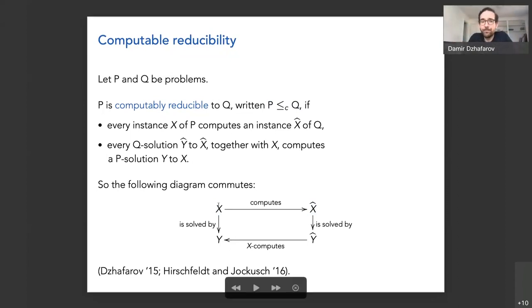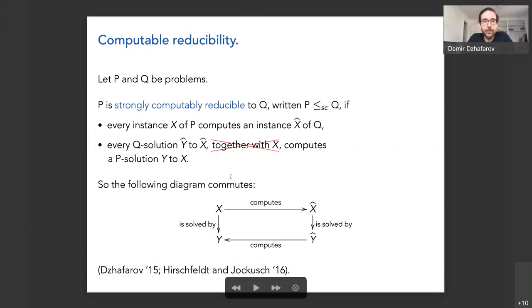And here, this is a particularly common way of saying one problem is reducible to another. It was first isolated in these papers, but it really is something that's been implicit in work in computable combinatorics since the beginning, so decades. So it's a particularly nice way of reducing one problem to another.